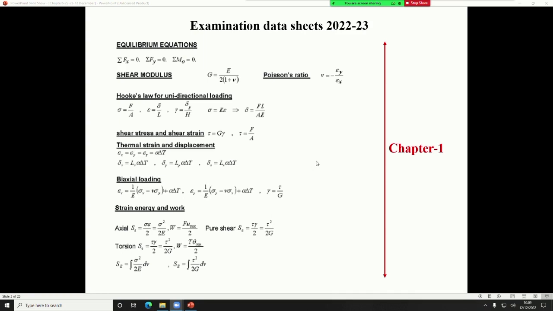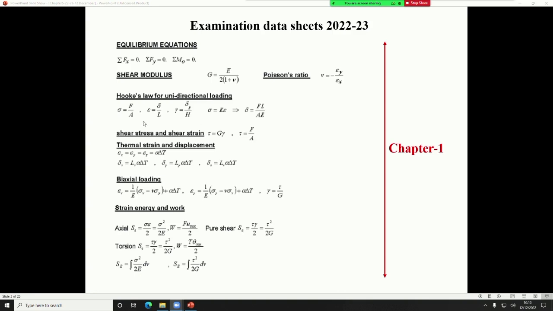In chapter 1, you learned mostly about components subject to axial loading, and the outcome was obviously normal stress, either tension or compression. When the force was applied normal to the section, the outcome was normal stress. We use the symbol sigma to show it. When the component was subject to shear force, the force was tangent or parallel to the section, and obviously the outcome was shear stress.